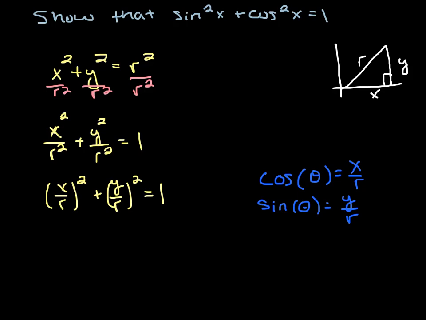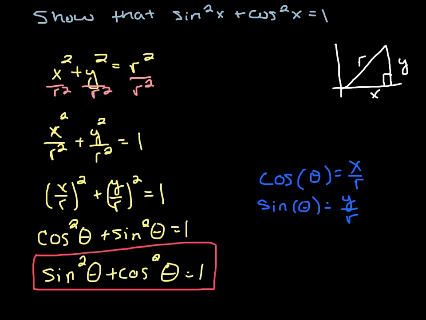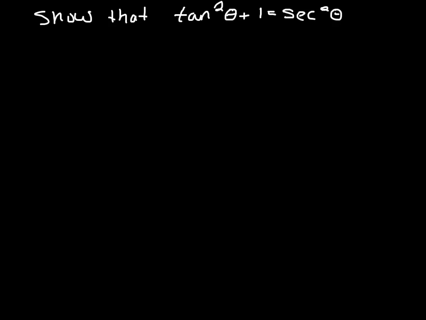Now we can replace these things. So x over r is cosine, so cosine squared theta plus sine squared theta equals 1. And since addition is commutative, we can rewrite this. So sine squared theta plus cosine squared theta equals 1. And there we have it. We just proved our first trig identity. On to the next one.